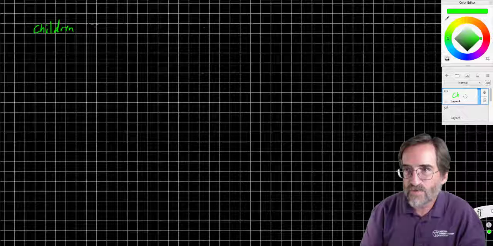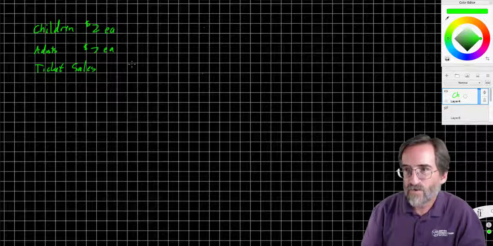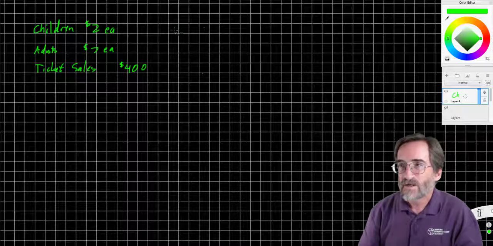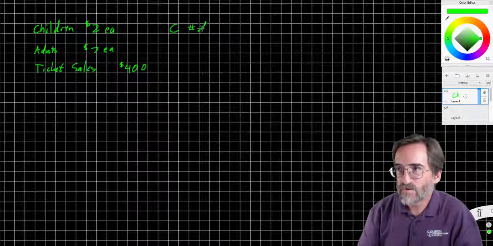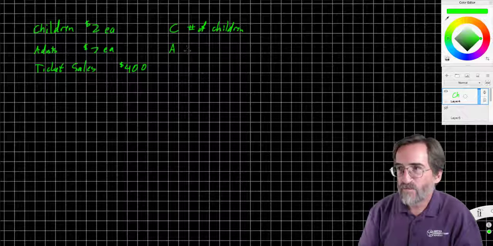So let's say children cost $2 each and adults cost $7 each. And the total ticket sales from an event, total ticket sales was $400. Okay, total ticket sales. So in that case, we're going to let C be the number of children, and we're going to let A be the number of adults.